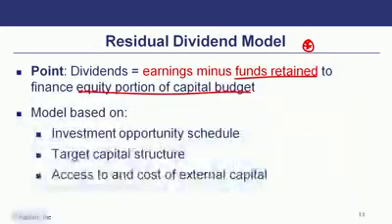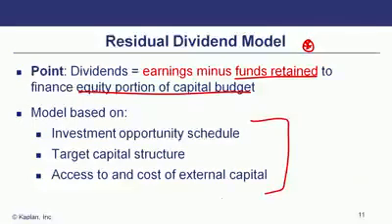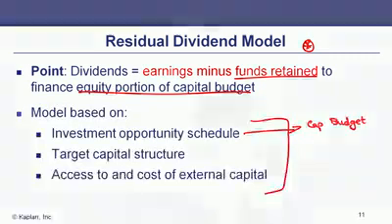Now, the residual dividend model is based on three elements. These are the inputs that go into it. The first one is the IOS. IOS simply gives you what? Your capital budget. So the investment opportunities schedule gives you your capital budget. So what is the investment opportunities schedule? It looks at all the projects with their associated returns, associated NPV.